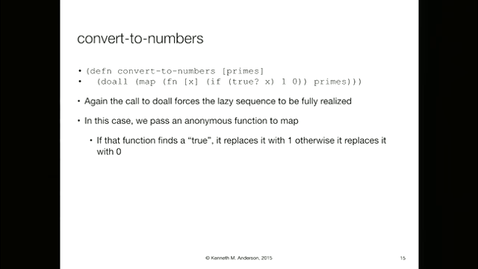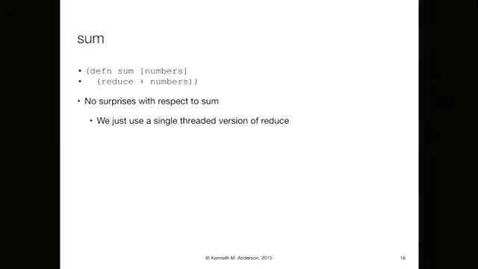Okay, so now we just have to convert to numbers. So again, we're going to use a map function, and we're just going to use an anonymous function here. In this case, it's going to take in true or false as the variable, and it's going to check, is this true? If it's true, I'm going to return a 1, and if it's false, I'm going to return a 0. And then here's our input collection coming in. So this takes a big long sequence of true, false, and returns back a sequence of ones and zeros. And then the final function here, sum, is just a normal reduce. Pass in a plus, pass in the numbers, add these numbers up. And we can just use the single-threaded version of reduce.